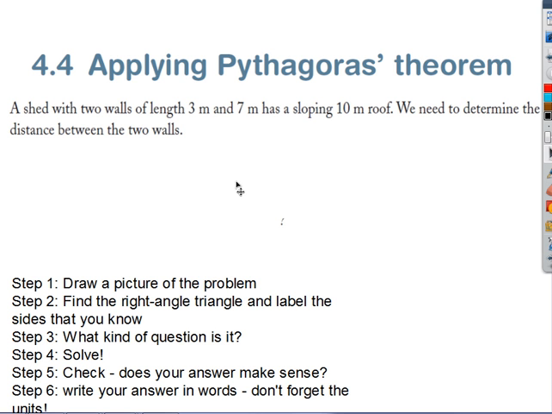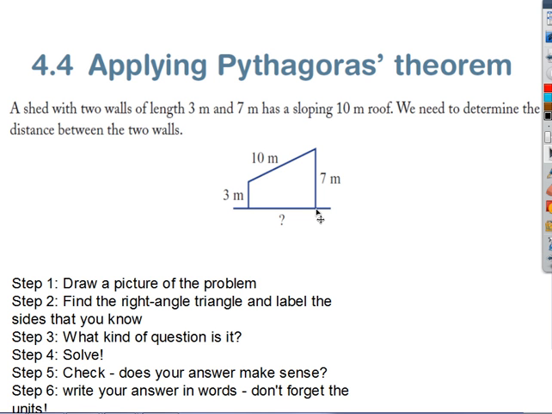So let's have a look at the picture that corresponds to the information that I've been given. A shed with two walls of length 3 meters and 7 meters. So this wall's 3 meters, this wall's 7 meters. It has a sloping roof, and the sloping roof is 10 meters long. And what we're being asked to find is how long is this length here between the two walls.